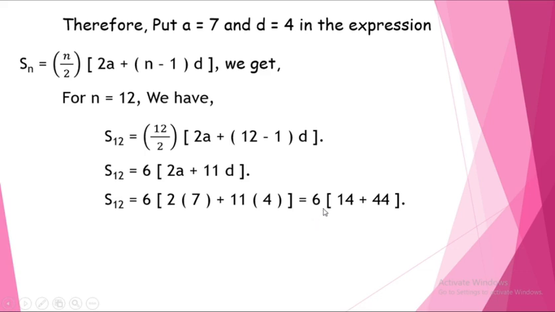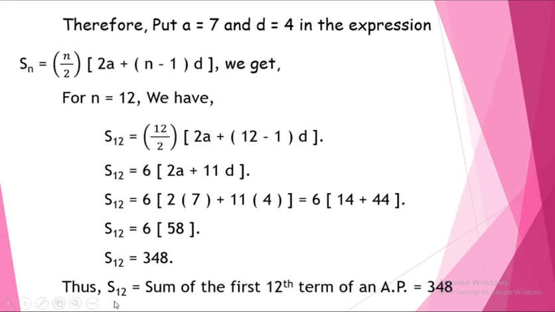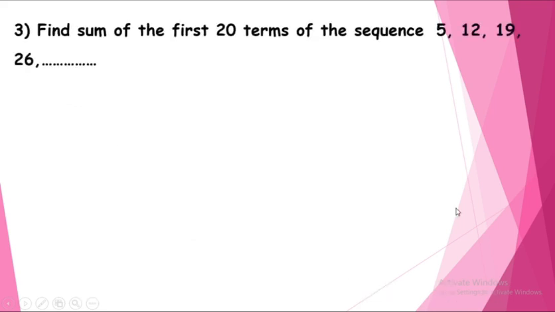That is 6 into bracket 7 into 2, that is 14, 11 into 4, that is 44. Now we add these terms. We get S12 is equal to 6 as it is, 14 plus 44, that is 58, and 58 multiplied by 6 gives 348. That is the sum of the first 12 terms of the given sequence. Thus, S12, the sum of the first 12 terms of the AP, is 348.